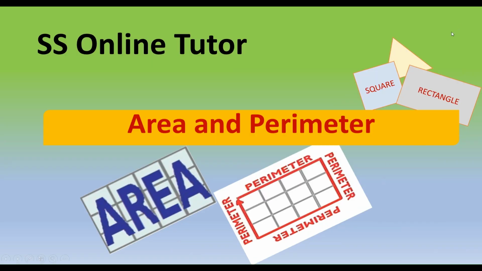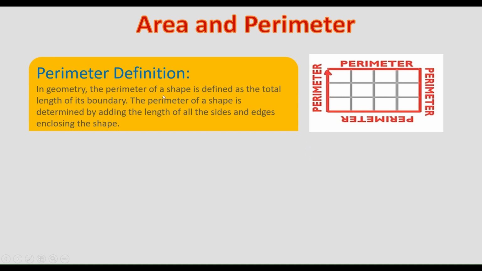Today let's learn the chapter Area and Perimeter for Class 5. Firstly, what are area and perimeter? Let's see the definition. What is the definition of perimeter? Can you tell? In geometry, the perimeter of a shape is defined as the total length of its boundary.